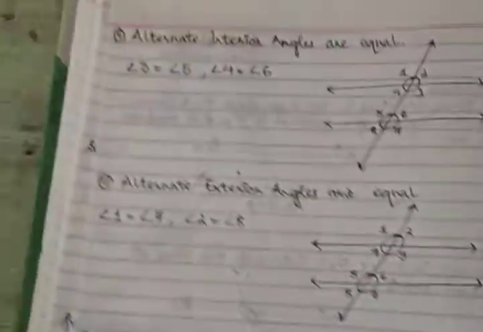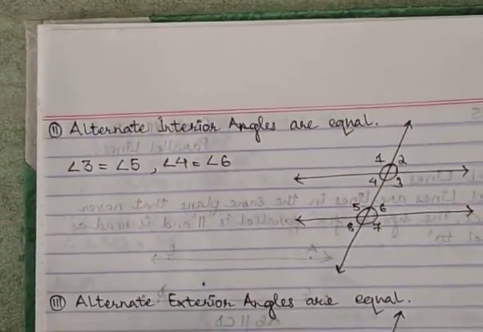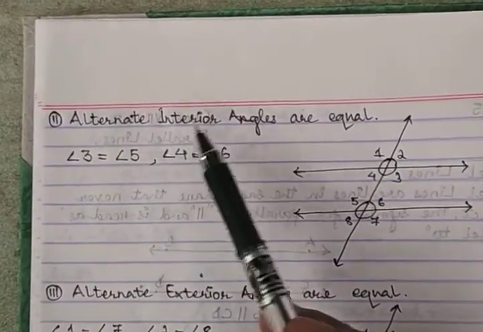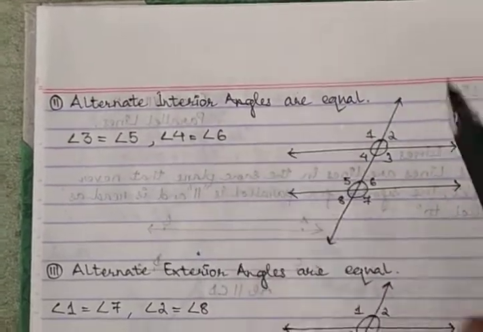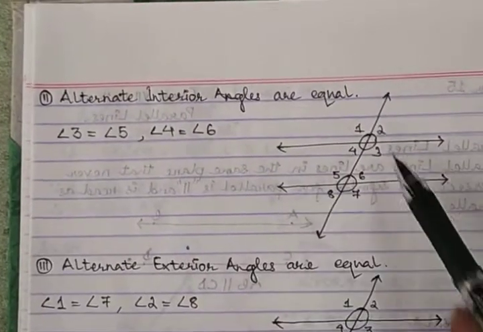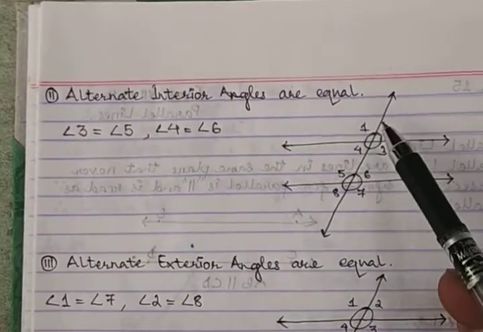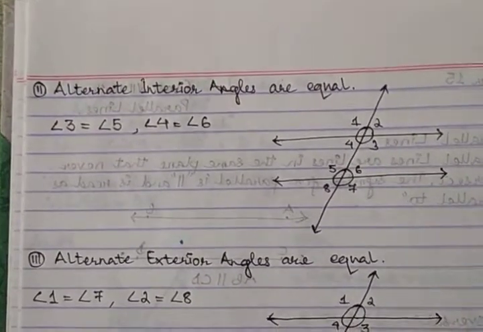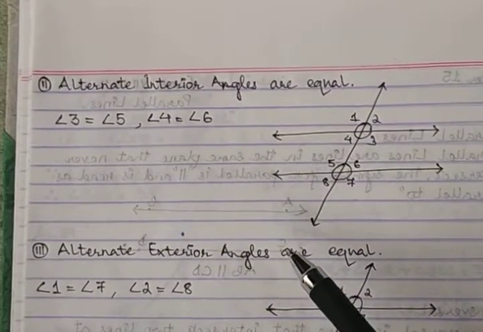Moving on to the next condition, alternate interior angles are equal. First of all, interior means inside, isn't it? That's what we know. Now see, again two parallel lines, a transversal, and angles are formed. For all the figures I have drawn the same placement, and I have written the names of the angles in the same placement, 1 2 3 4 5 6 7 8, so that it will be convenient for you.